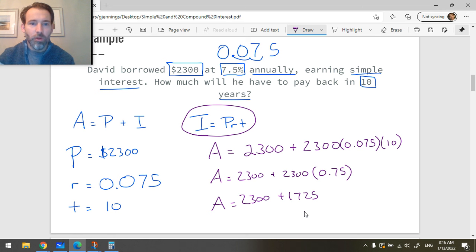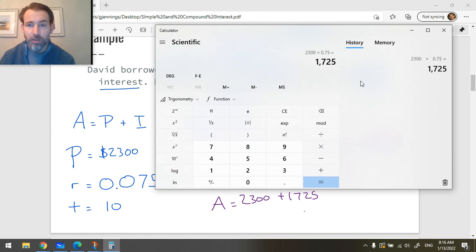That's how much it cost him to hold on to this money for 10 years using simple interest. And then how much will he have to pay back? Well, the sum of these two things. So let's just go over here. You've already got that number on your calculator and do plus 2,300 equals.